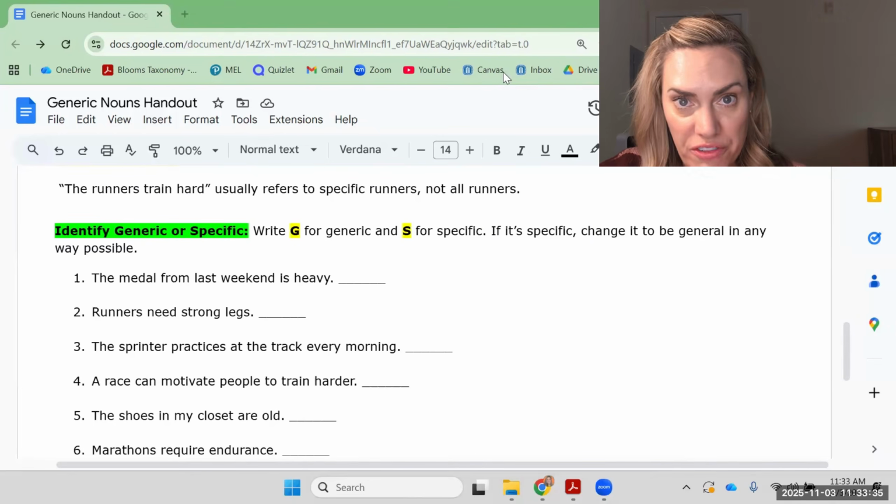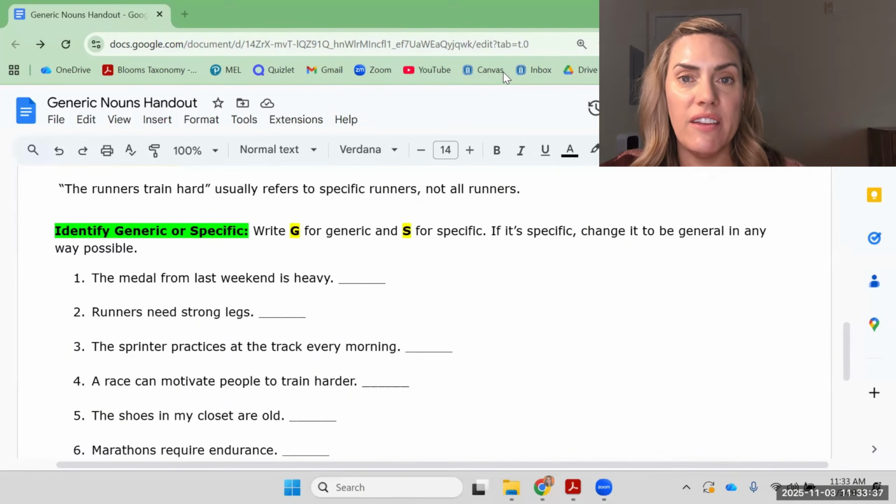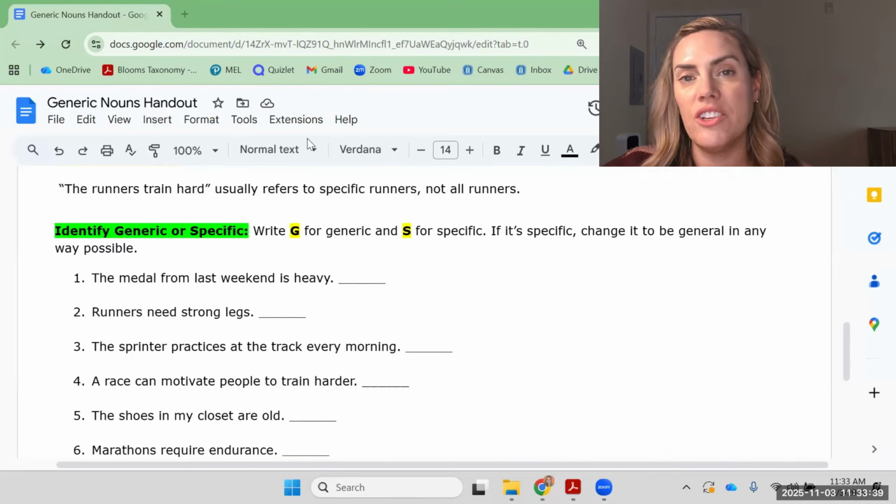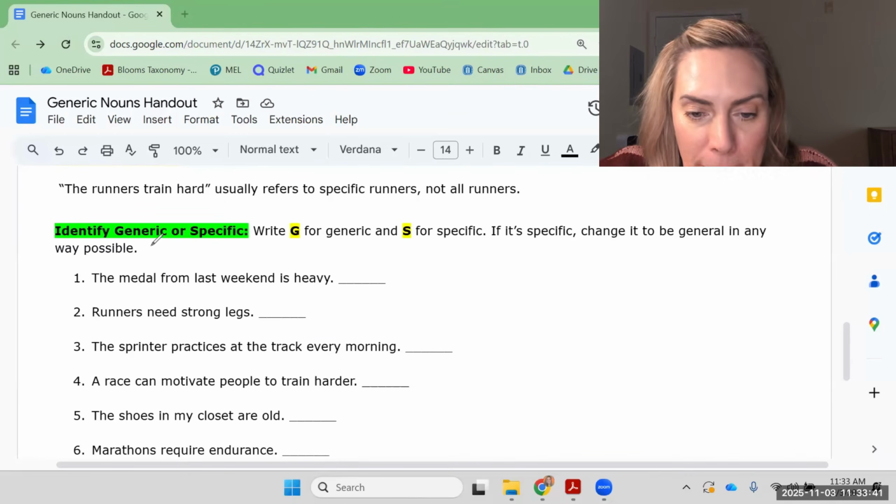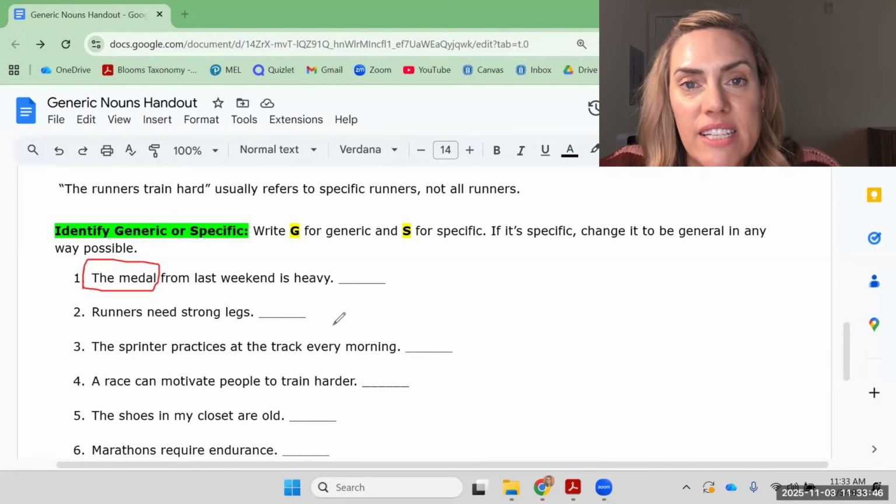Let's write G for generic and S for specific. And if it is specific, let's see if we can make it generic, okay? So number one, the metal from last weekend is heavy. The metal from last weekend is heavy.